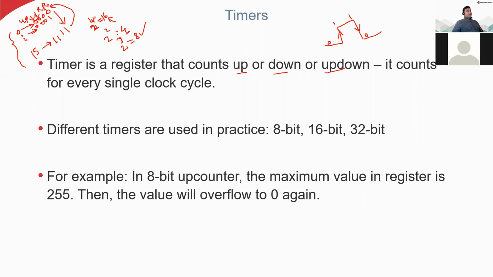In the clock pulses, we can configure whether the counting should happen at the rising edge of the clock pulse, or the falling edge of the clock pulse, or you can also select both rising and falling edge. Okay, so different timers are used in microcontrollers. They can be 8-bit, 16-bit, or 32-bit. So these are all different timers. In microcontrollers, these are peripherals.